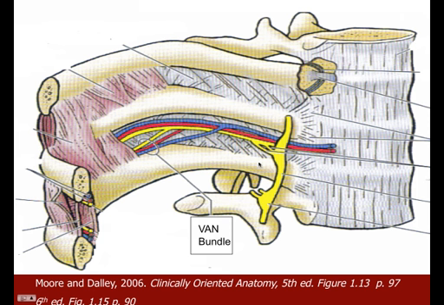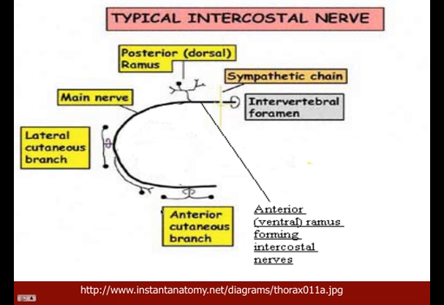Okay, so this is going back, it's a little out of place here, but you're back in the intercostal spaces, and it's showing your vein, artery, and nerve, how they run through the intercostal spaces. Okay, your typical intercostal nerve comes off your intervertebral foramen, connects to the sympathetic chain, to the posterior dorsal ramus, to the main nerve, sends off a lateral cutaneous branch and an anterior cutaneous branch. Okay, so the lateral cutaneous is going to the lateral trunk, anterior is going to the anterior trunk.